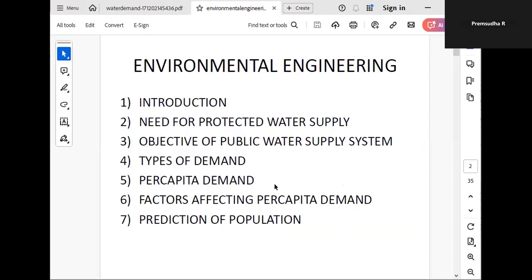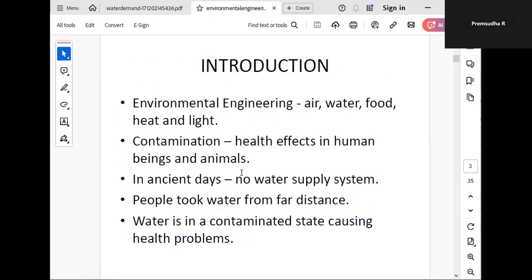Before this subject, we called it environmental engineering. What are all the things surrounding us? Here you can see the interaction. I'm going to start with the introduction: need for protected water supply, objective of public water supply system, types of demand, per capita demand, then factors affecting per capita demand, prediction of population. So these are the topics I'm going to explain. This is in the first unit, first chapter.